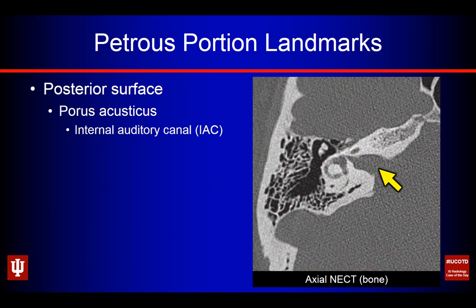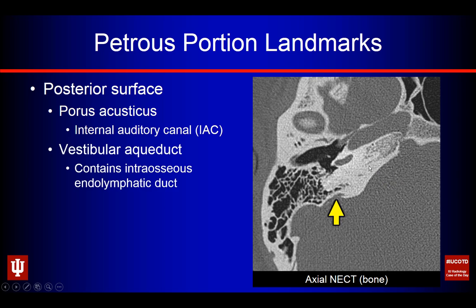As we look along the posterior surface of the petrous portion of the temporal bone, we see our large porus acusticus here. This is the opening to our internal auditory canal. So this internal auditory canal is the area that's just deep to where this yellow arrow is pointing. We look a little bit further posterior and laterally, and we see our vestibular aqueduct, right here denoted by the yellow arrow. And that's going to contain our intraosseous segment of the endolymphatic duct.